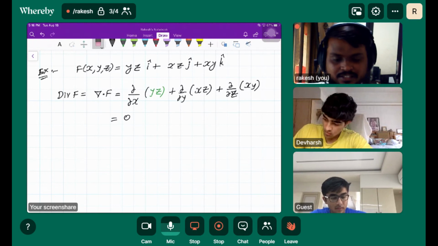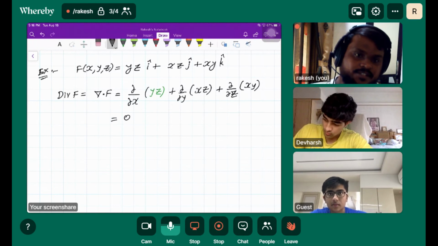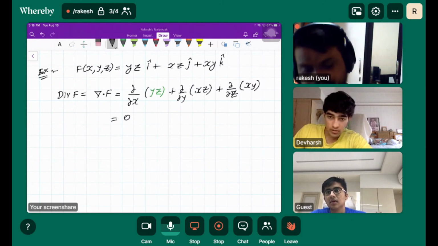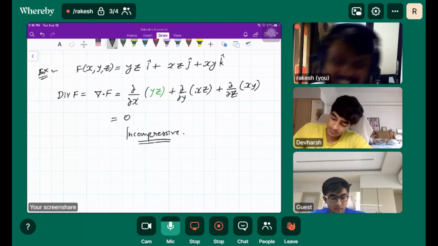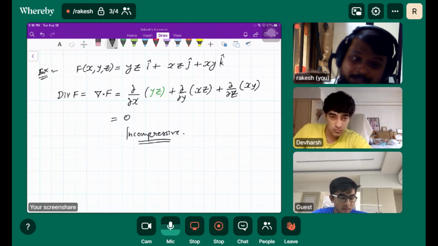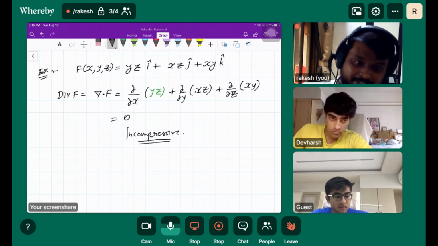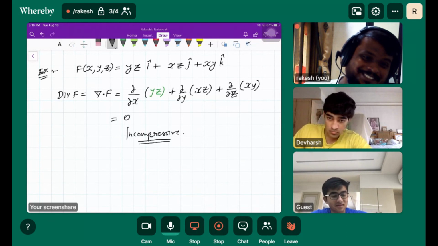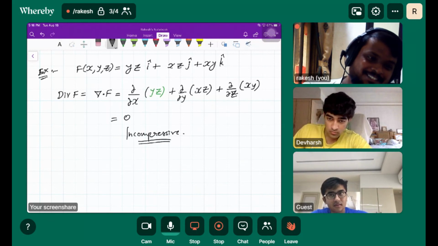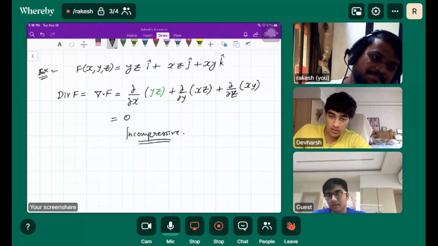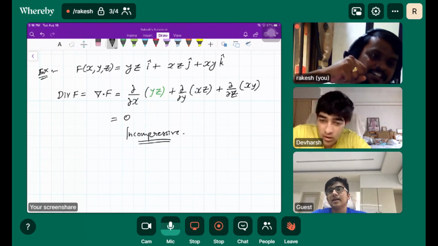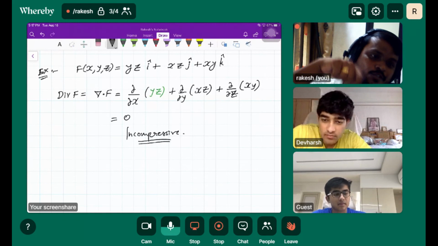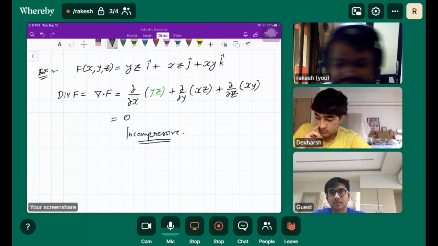What does this mean? We have a specific term for this. If divergence is 0, incompressible. Does this mean the liquid is incompressible, or what does this mean? This means the amount of entering and leaving is the same. The density of the liquid around any point of the body will always remain the same.